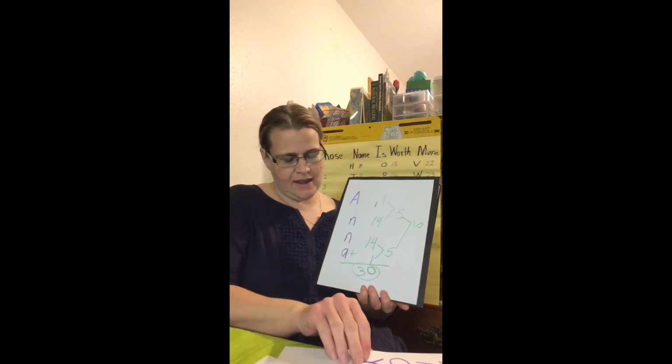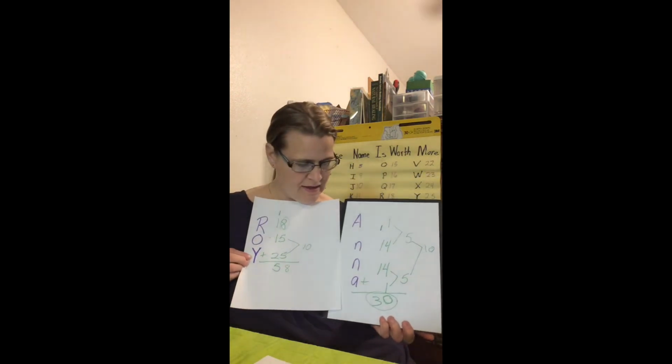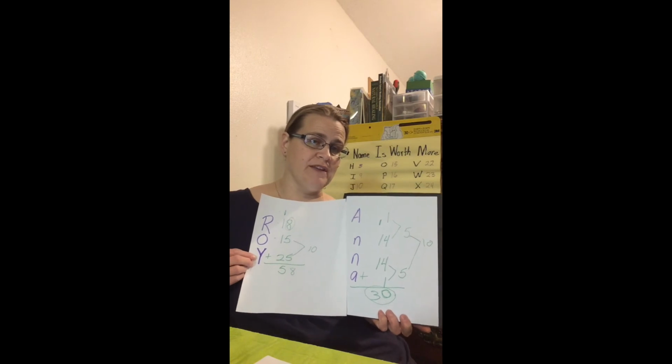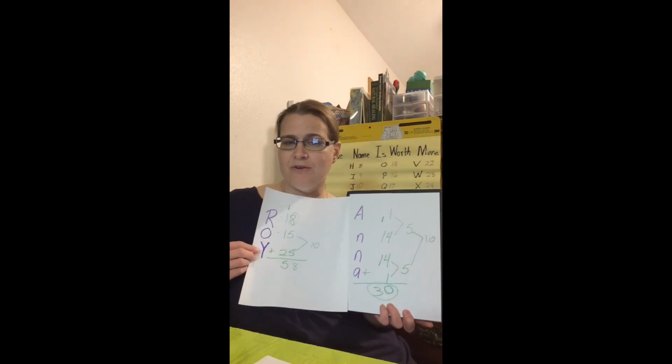I'm also looking at Anna's name compared to Roy's. Anna's name has more letters than Roy's. However, the value is less.